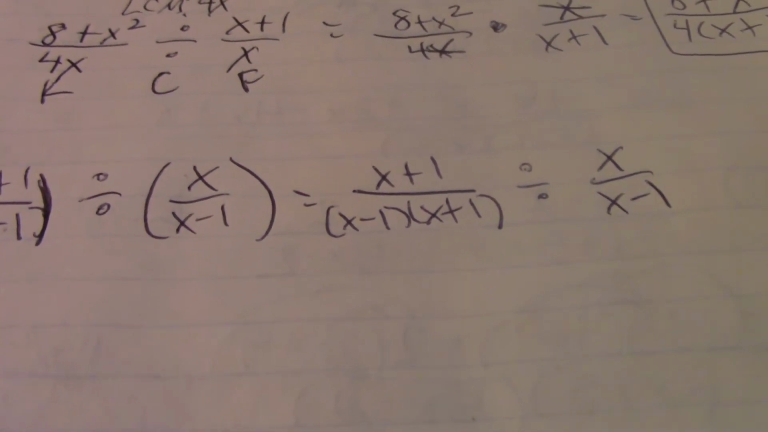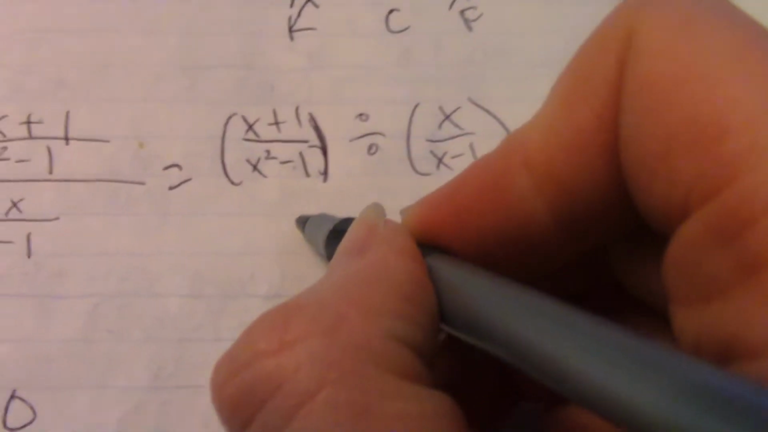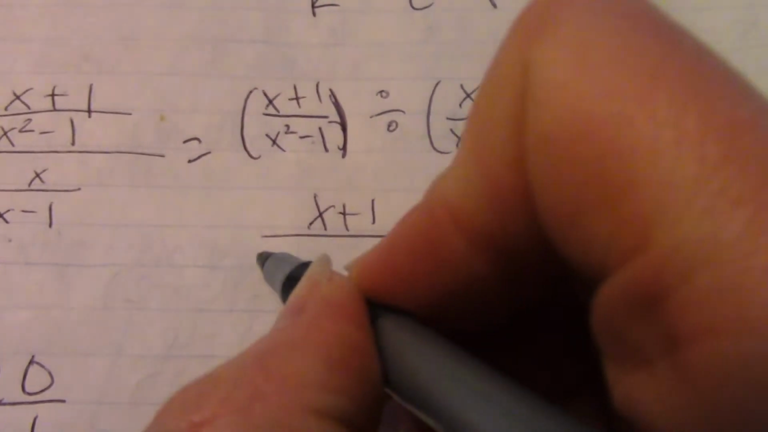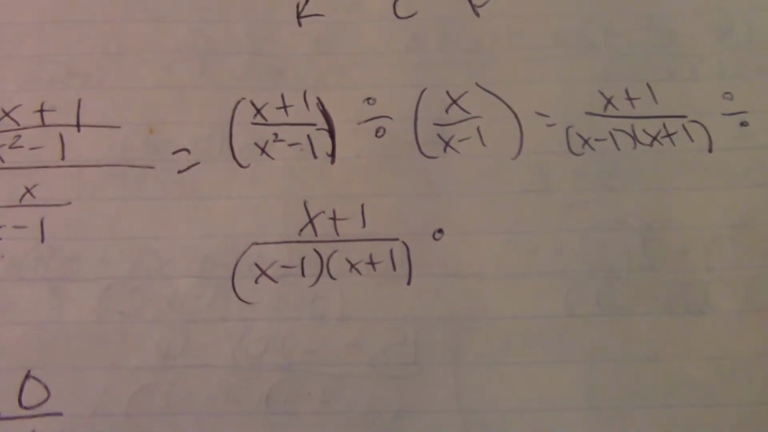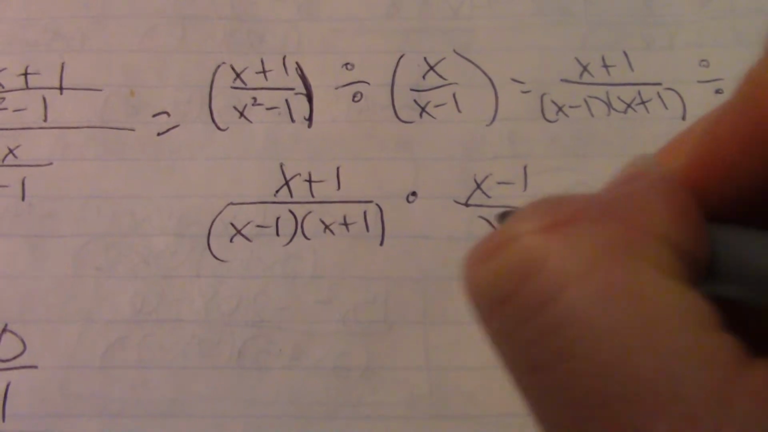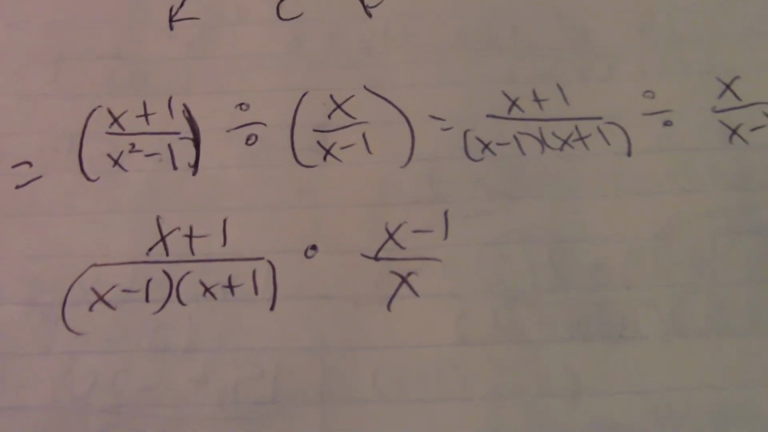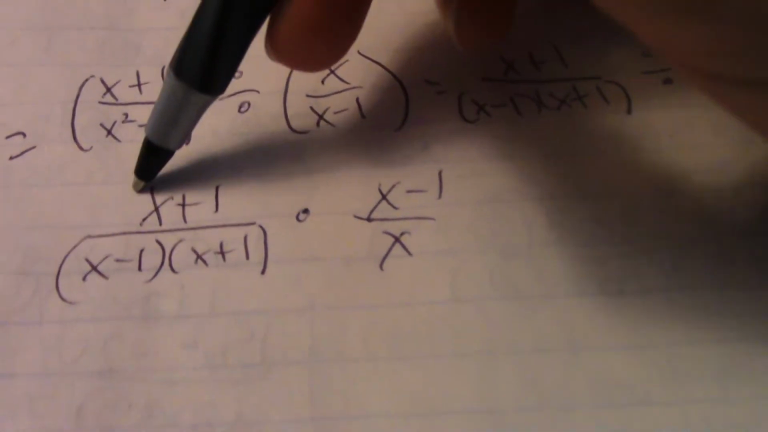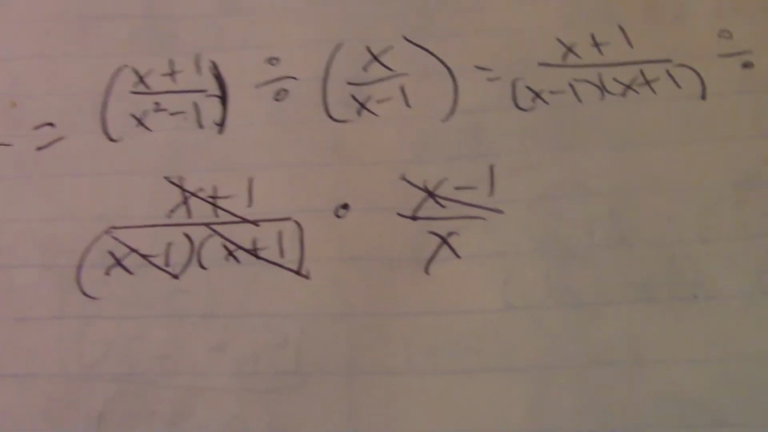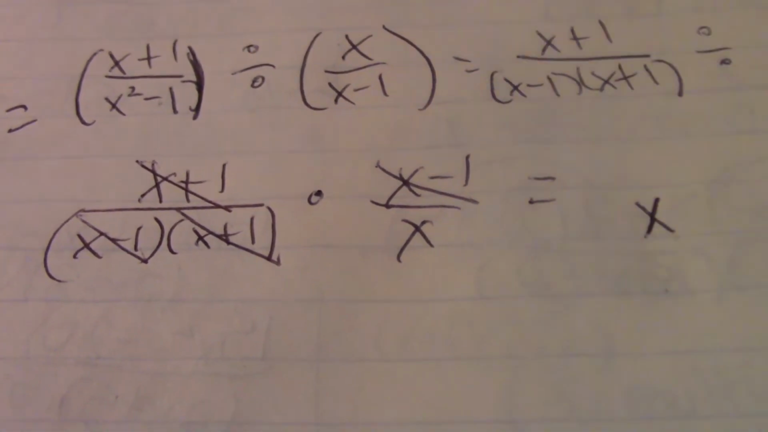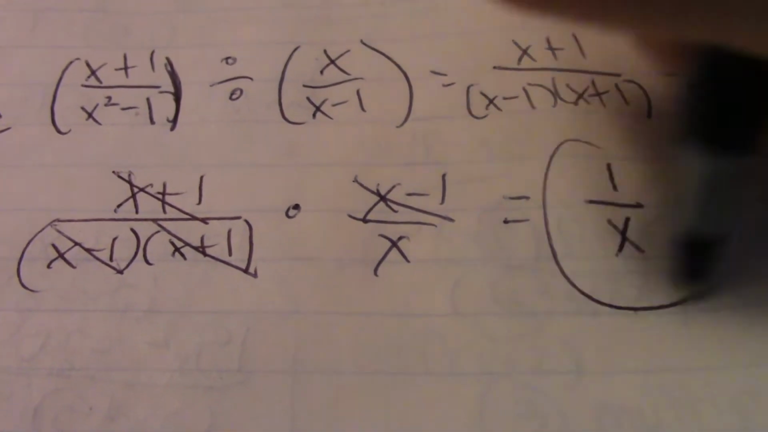I'm hoping some of you guys will start to be able to skip a few steps here. So maybe skip this step and go directly to x plus 1 over x minus 1, x plus 1, times, and remember to flip this, x minus 1 over x. Okay, what is the same? This is the same here, and this is the same here. The only thing that is left is that x, but that x is in the bottom, which means I need a 1 on top.